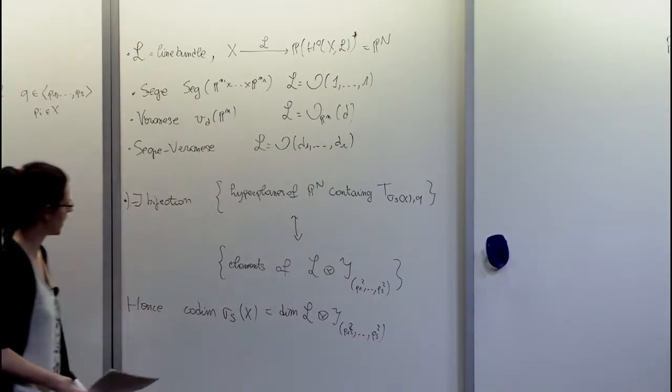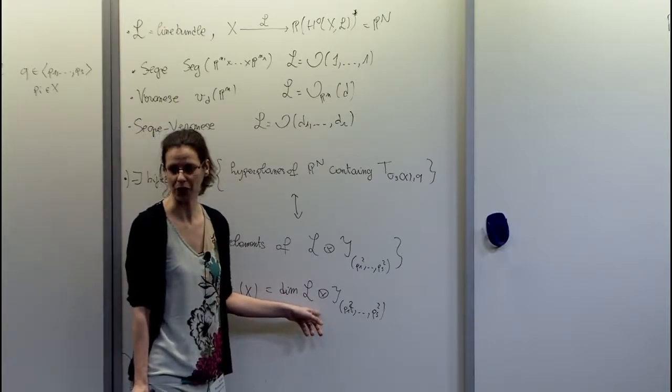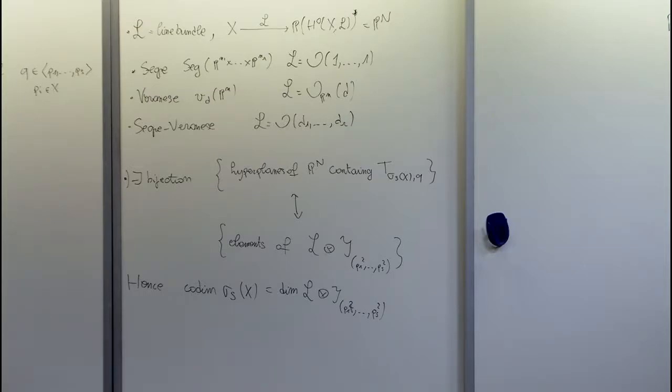So that's how I translate my dimensionality problem for secant varieties to a dimensionality problem for linear systems. So this is an interpolation problem with double points.